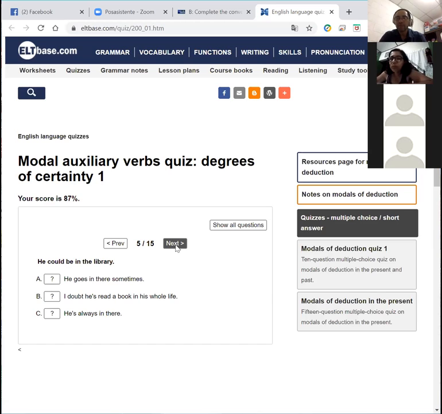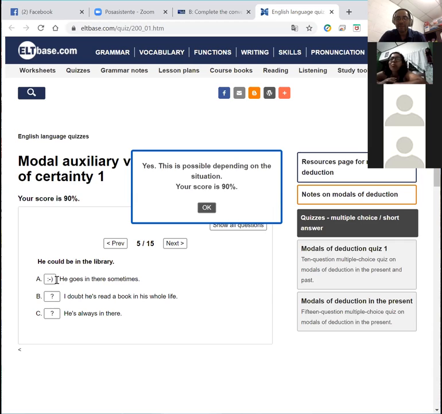A. My opinion is letter B. Everybody had a different opinion. For me, letter A. That's right, letter A, yes. This is possible depending on the situation. Okay. Next one.